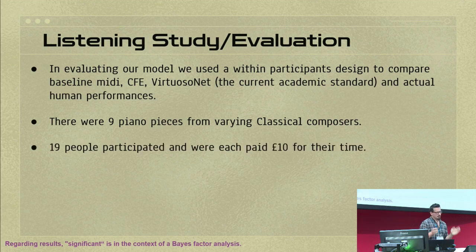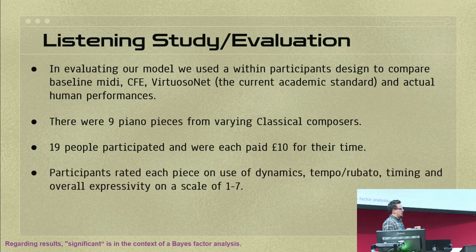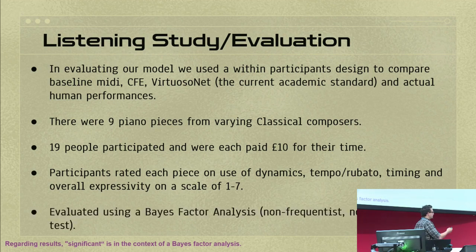19 people participated, more than that did, but oh god, that's very soon. Okay, as a lot of people will find, doing stuff over the internet because of COVID, it affects data collection. And all of these people, though, were music undergraduate or higher, so they had specific knowledge. They knew what to look for, because we were asking them to rate on metrics. So use of volume, use of tempo, use of timing, and overall expressivity, which is just cover for all the 3. So the next slide, I'm going to call this the 4 metrics. And we also evaluated it with a Bayes factor analysis, which is a non-frequentist and non-parametric test.